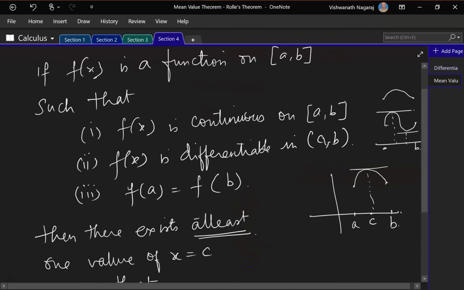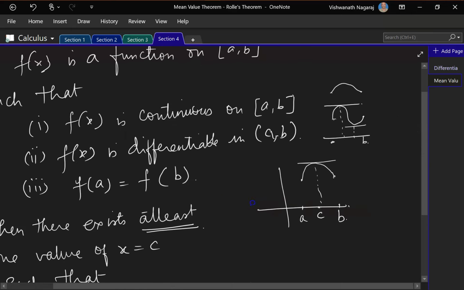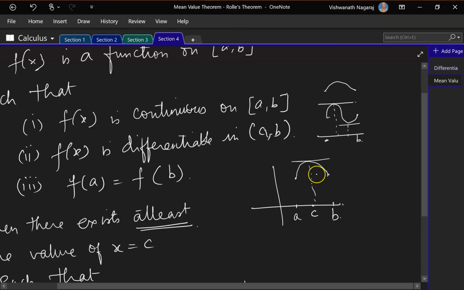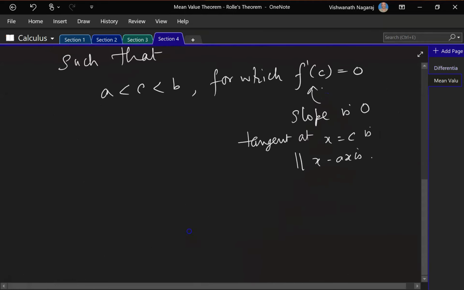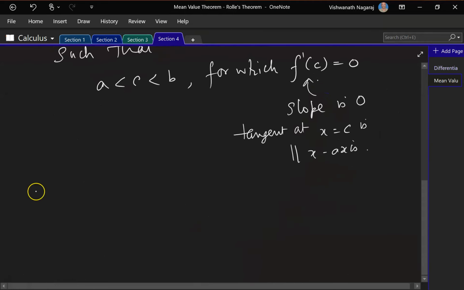If f of x is continuous on a comma b. Now if this condition is not there, that means what? You can never guarantee, right? There might be a gap, it might jump, so it has to be continuous. It should be differentiable. That means you should be able to figure out a derivative. Okay, so let's solve one or two problems to understand how it works.